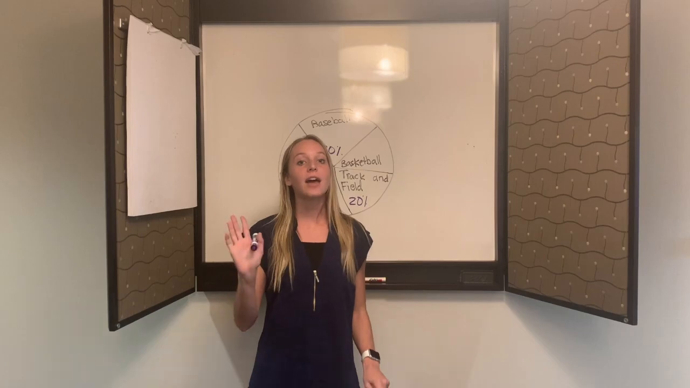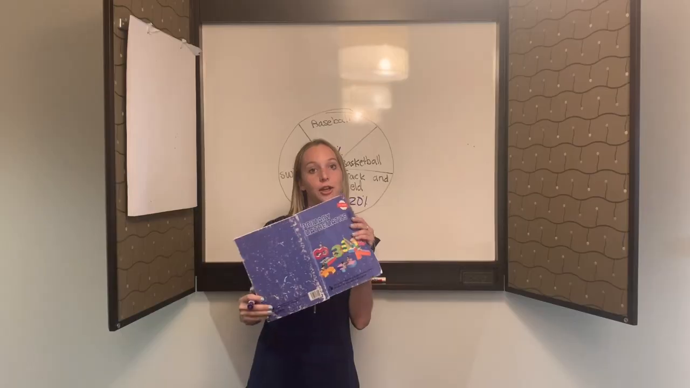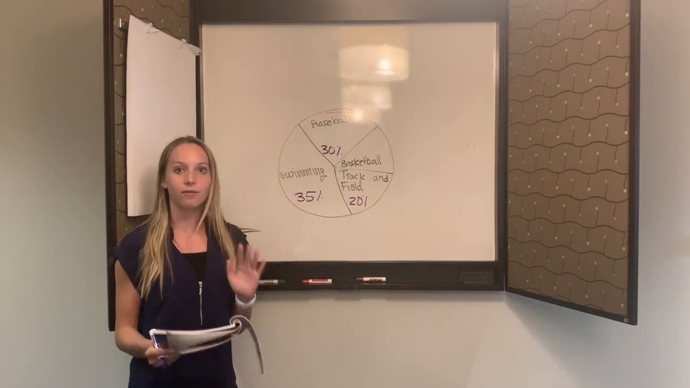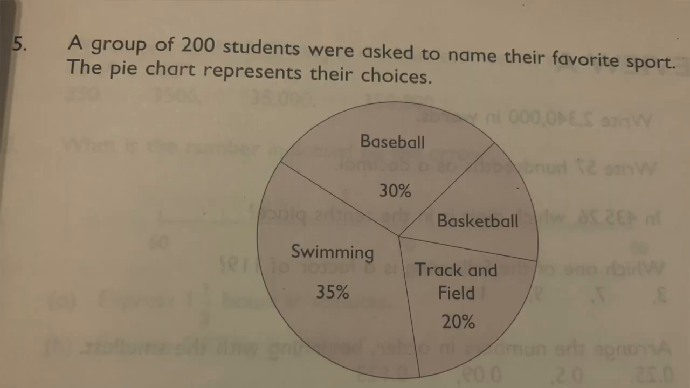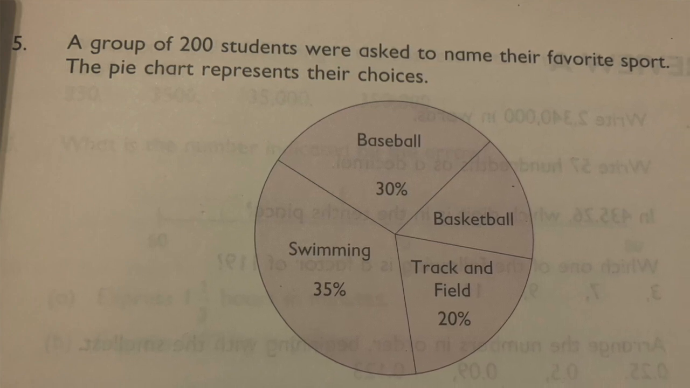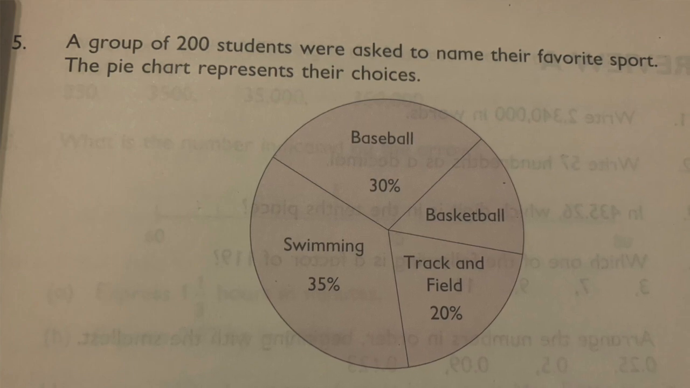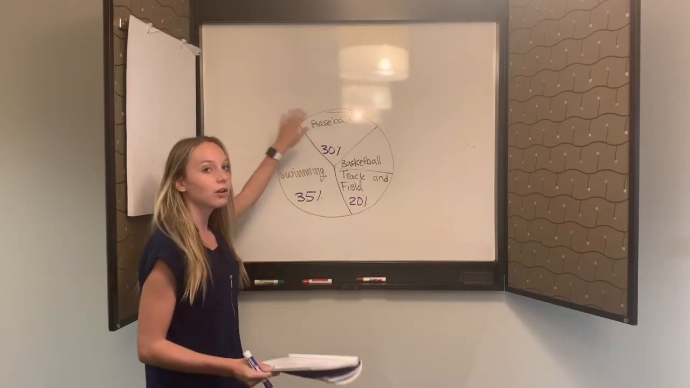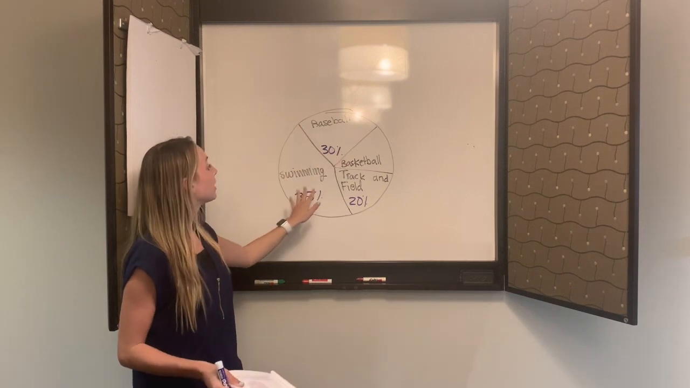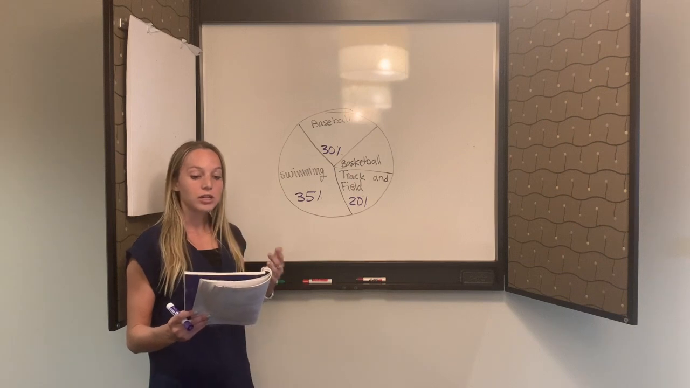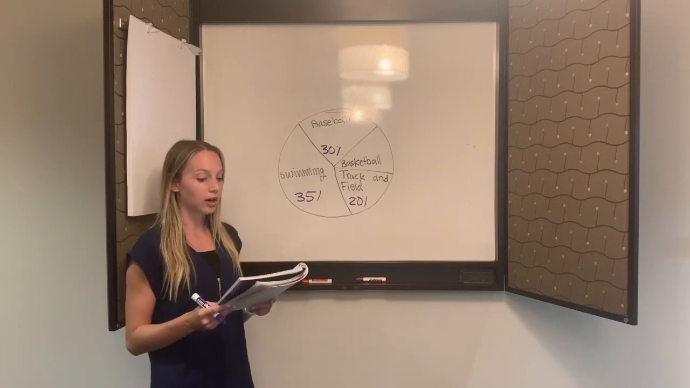to get out task 5 and task 6, which is on page 41 of your textbook. I'm going to start off with number 5. Number 5 says, a group of 200 students were asked to name their favorite sport. The pie chart represents their choices. So up here you can clearly see we got baseball, we got swimming, we got basketball, and we got track and field. Now A asks, which was the most popular sport?